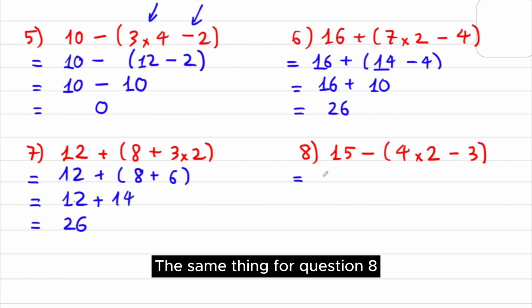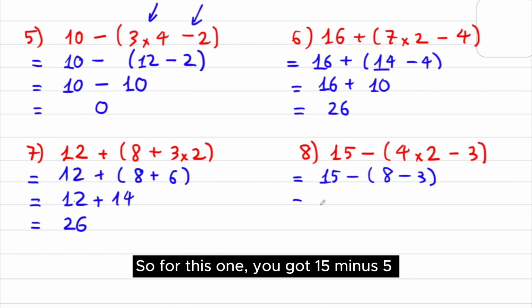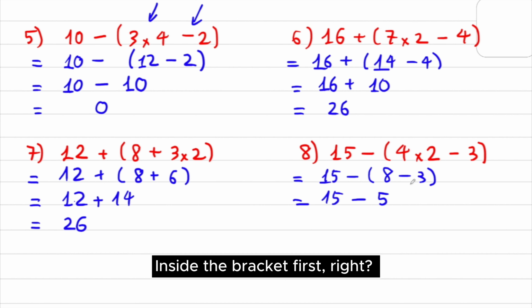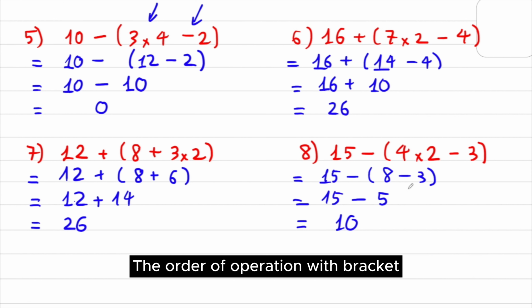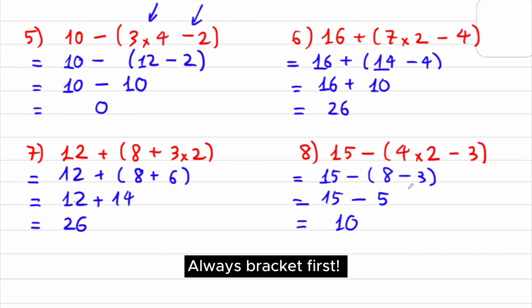The same thing for question 8. You got 15 minus 8 minus 3. Okay, so for this one, you got 15 minus 5. Inside the bracket first, right? 8 minus 3, and you got 5, and 15 minus 5, you got 10. Yeah, that is the way you can work out the order of operation with brackets. Let's remember, bracket first, always bracket first.